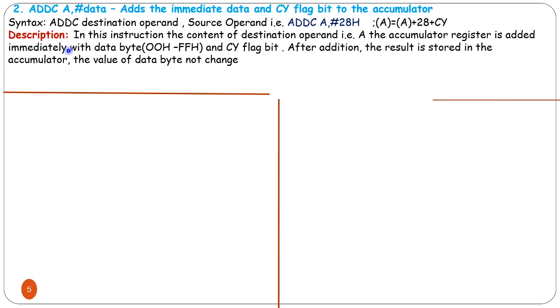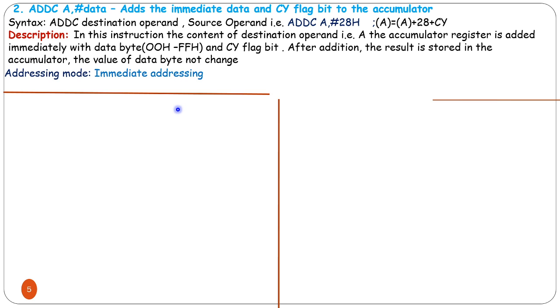The description is like this. In this instruction, the content of destination operand A, the accumulator register, is added with the immediate data byte. The data byte value will be between 00H to FFH, plus the carry flag bit. After addition, the result is stored in the accumulator register. The value of the data byte is not changed.